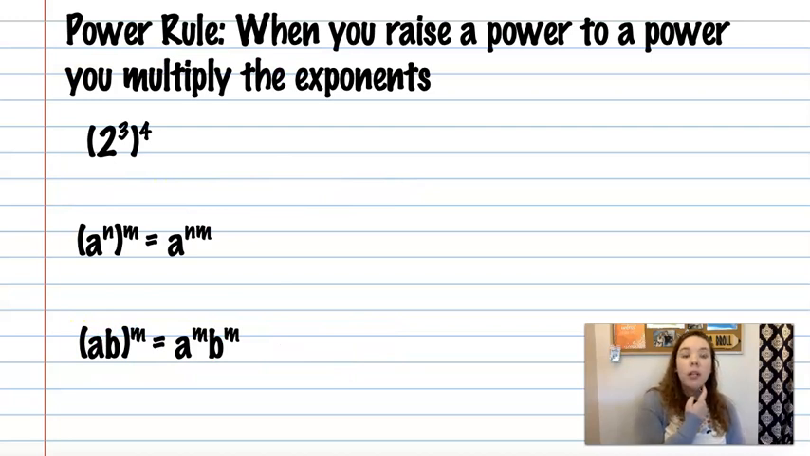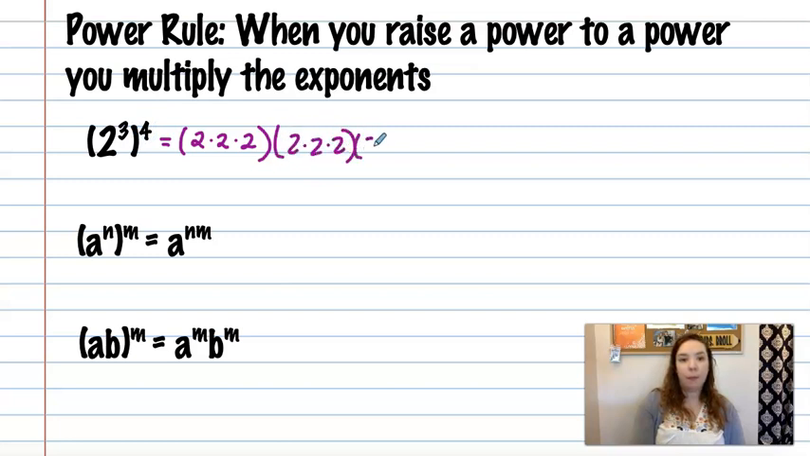Okay, so our other rule we're going to talk about today is power rule. So when you raise a power to a power, you're stacking those exponents on top of each other. You're going to multiply your exponents. So here, let's expand this out so I can show you how it works. So 2 to the 3rd power is 3 2's multiplied together. And then I need 4 groups of that. So then total I have 3, 6, 9, 12 twos.